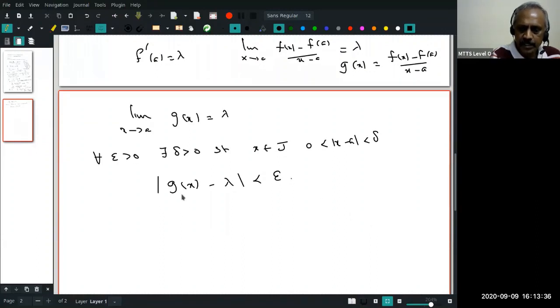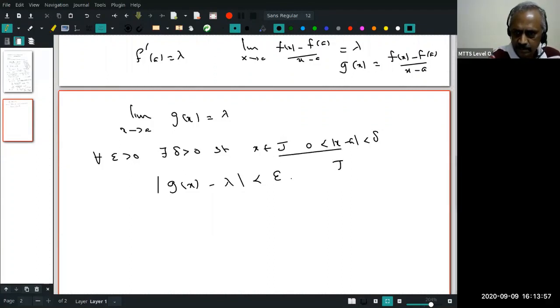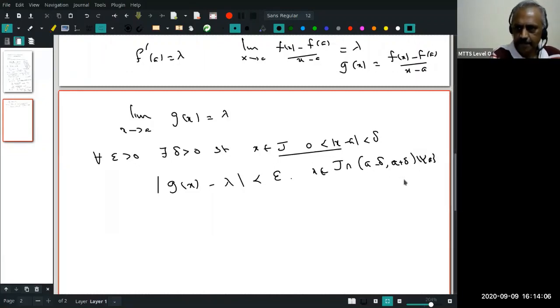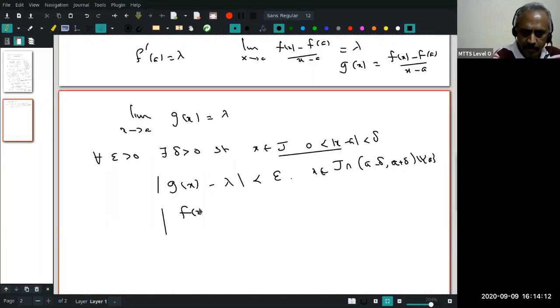Now let us use the definition of g(x). This means for every epsilon positive, there is a delta positive, so that for all x in the domain, 0 less than mod x minus a less than delta, that means x is not equal to a, and x belongs to a minus delta to a plus delta, and x also is in J. So this means x belongs to J intersection with a minus delta to a plus delta, and x is not a. What is this? This means mod of (f(x) minus f(a)) by (x minus a) minus lambda is less than epsilon.